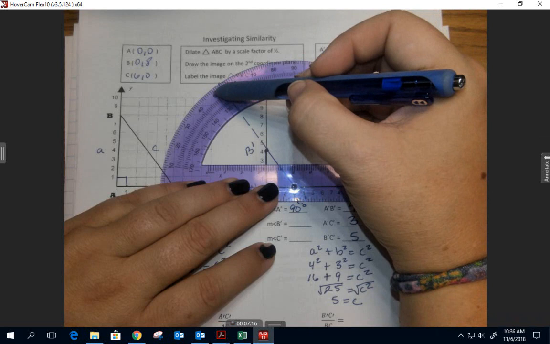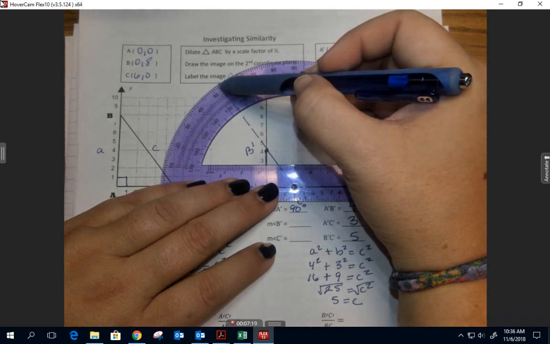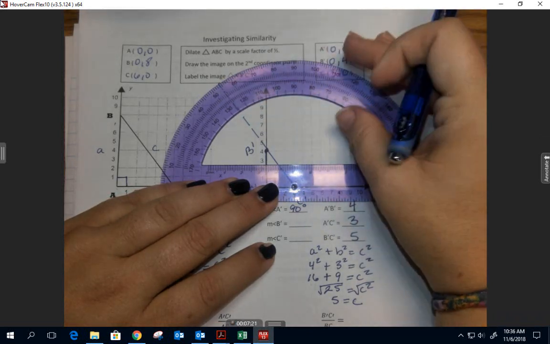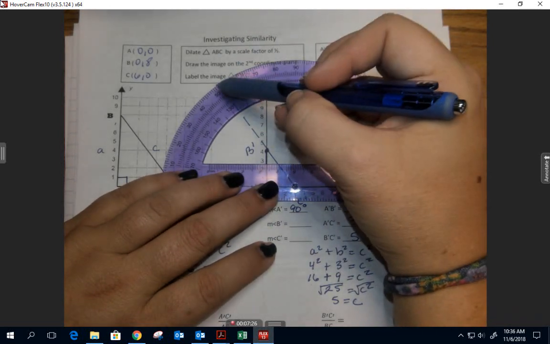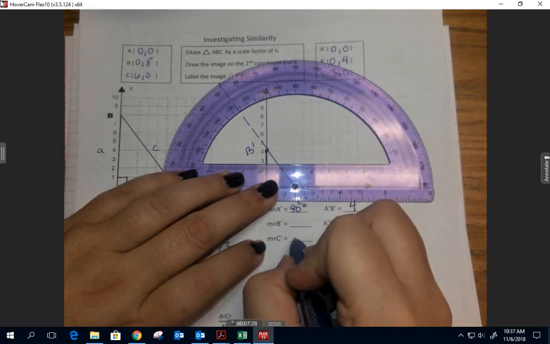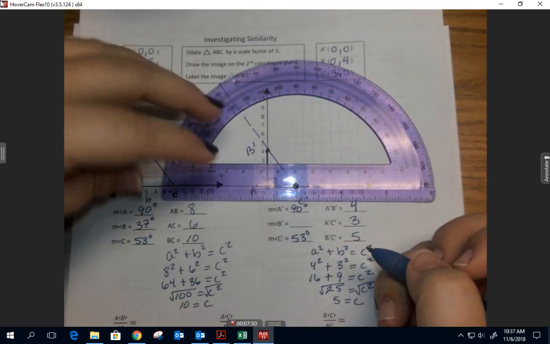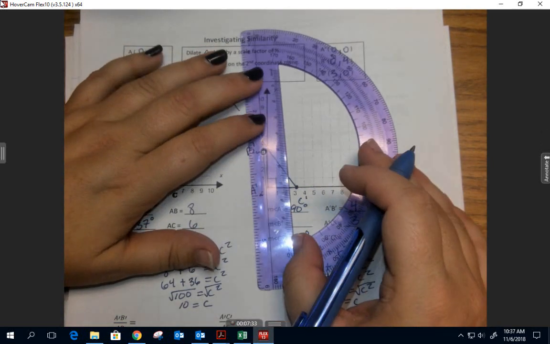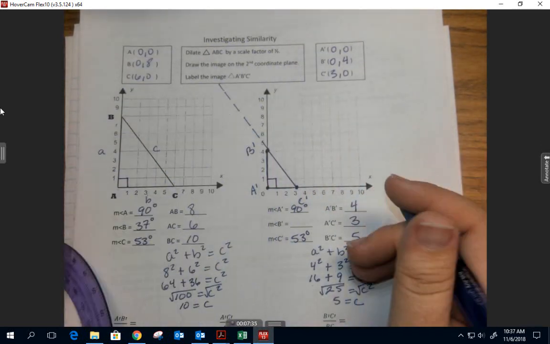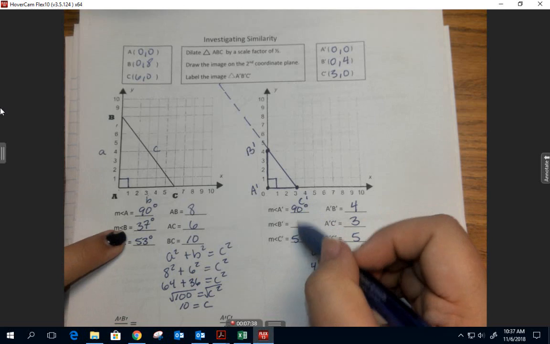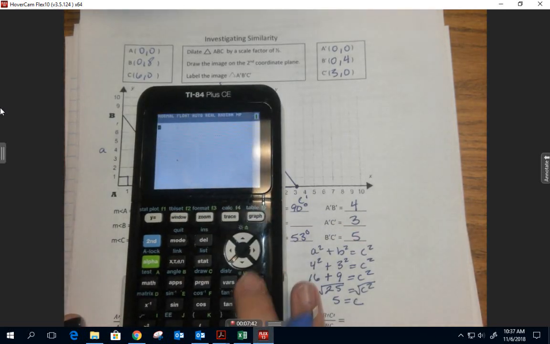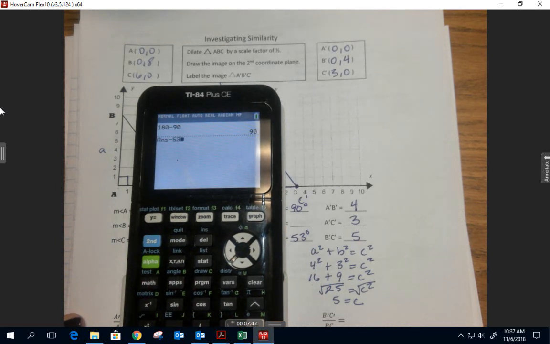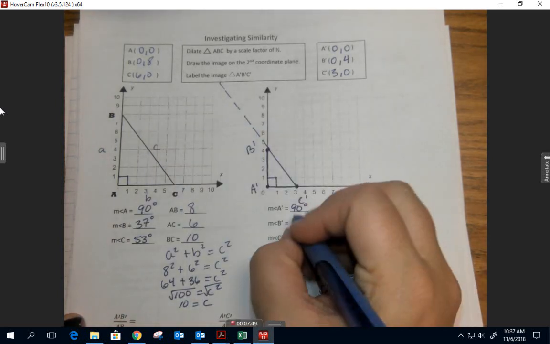So I'm going to look at the outside, and it says 51, 52, 53, right? So C prime is 53 degrees. And then B prime, it should be the same. Let's see, 180 minus 90, and then minus 53 gives us 37 degrees.